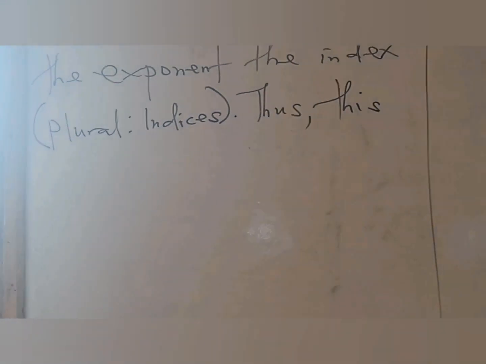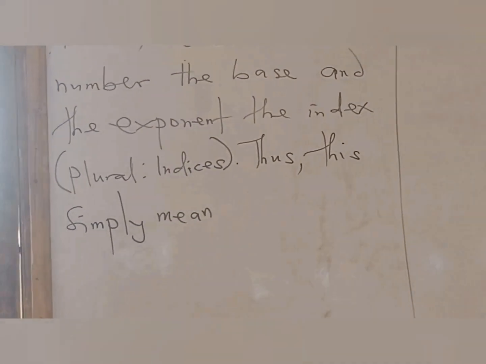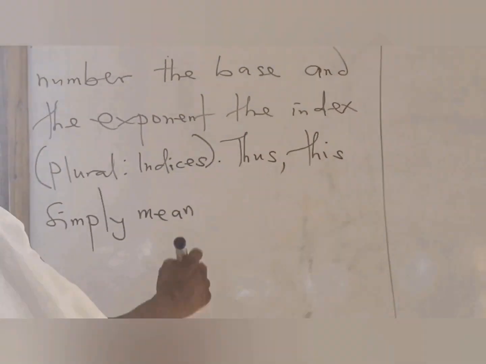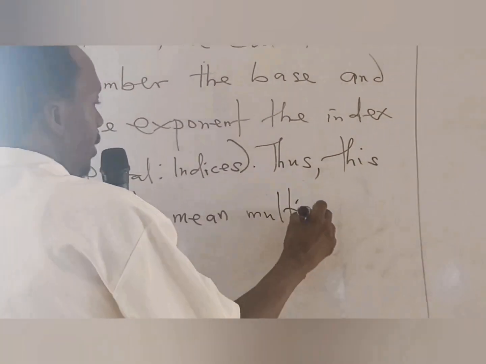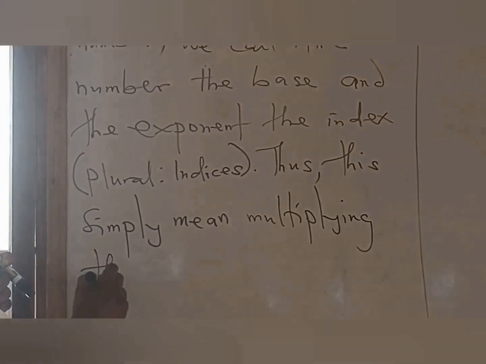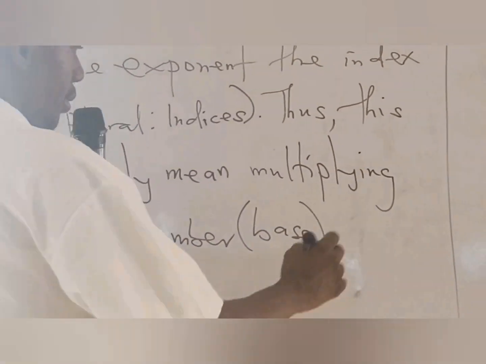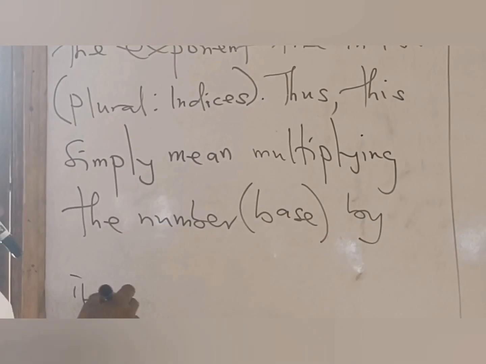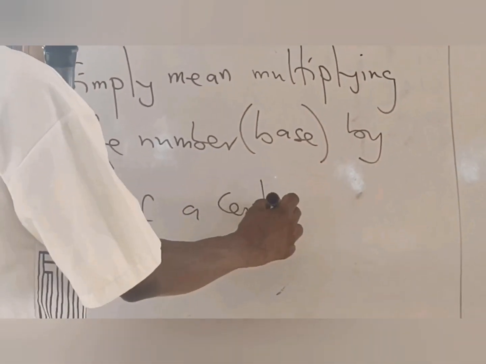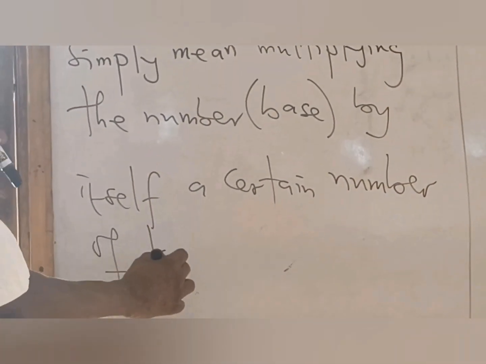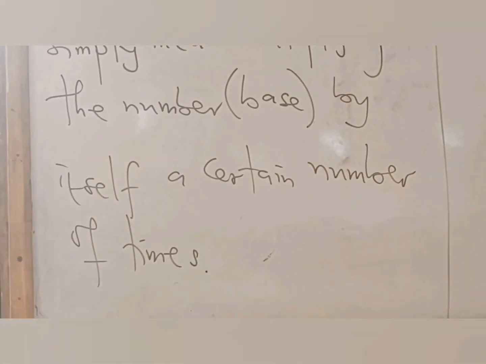This simply means multiplying the number, which is the base, by itself a certain number of times. A certain number of times. Full stop.